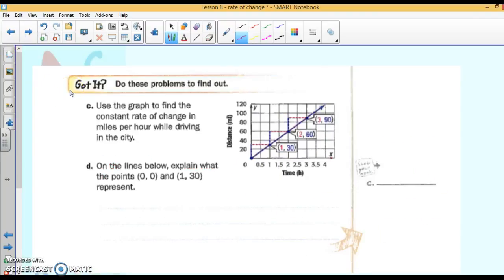All right, so let's take a look at this. Use the graph to find the constant rate of change in miles per hour while driving in the city. So here we go. This is a proportional graph. At 1, we've gone 30 miles, 2, 60, 3, 90. So what is the unit rate? 0, 0. We went 0 miles in 0 hours. And this is 30 miles per hour. That is the constant rate of change or the unit rate. They are one and the same.